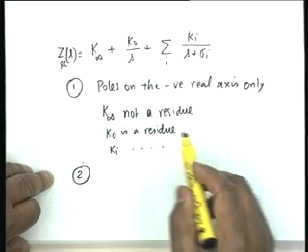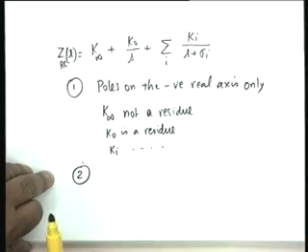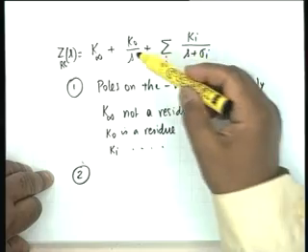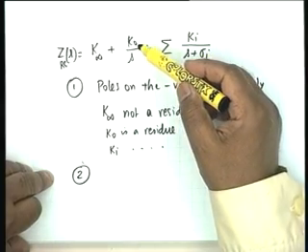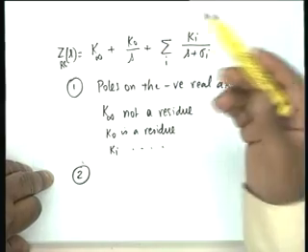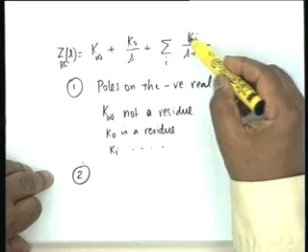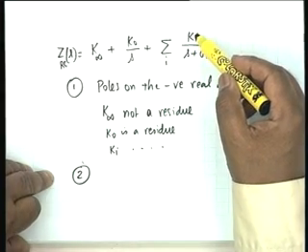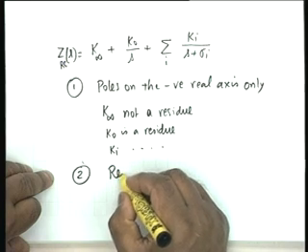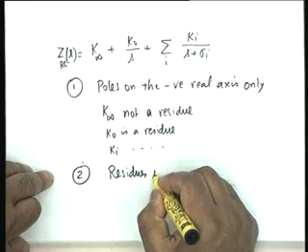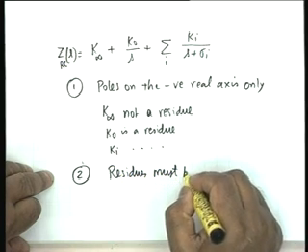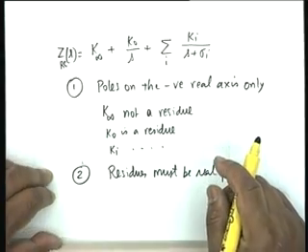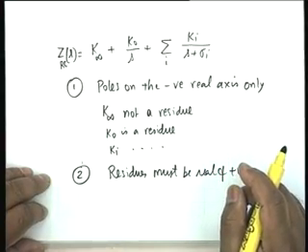So what can we say about the residues, about the nature of residues? How did we identify what is K0? K0 was 1 by C0, and therefore K0 must be real and positive. Similarly Ki was 1 by Ci, and therefore that must also be real and positive. So all residues must be real and positive. It cannot be any other way.